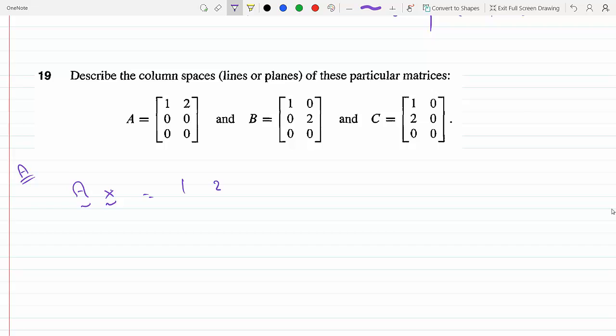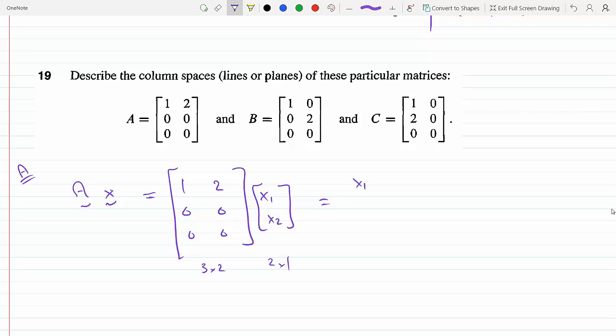So this is 1 2 0 0 0 0 and x1 x2, and so this is a 3 by 2 and this is a 2 by 1. So if we multiply this, we get a 3 by 1. The way we multiply matrices, I've discussed this in another video. Hopefully by the time you get here you know how to do that. Row times column. So this gets us x1 plus 2x2 on the first one. The second one will be 0 because the row is 0, and the third one will be 0.